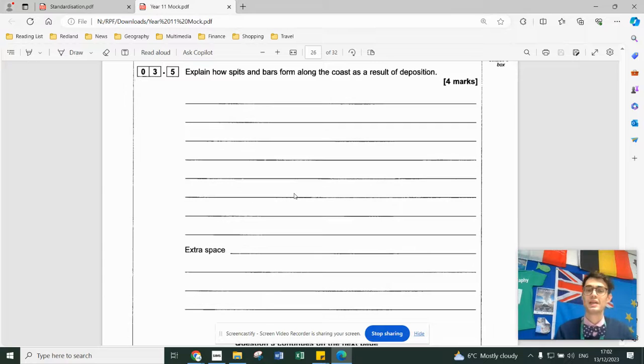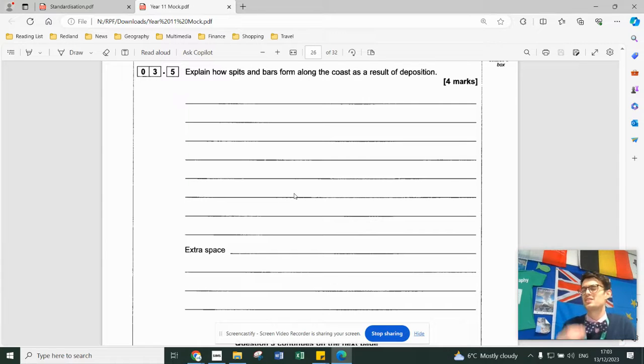Okay. Then it said, explain how spits and bars are formed, for 4 marks. I thought that was another ridiculous question. You could have got 4 marks just by answering spits, but anyway. First thing to do is to tell me what a bar is. A bar is an area of deposition that connects two headlands together and blocks off the bay behind it and creates a lagoon. This happens with longshore drift.